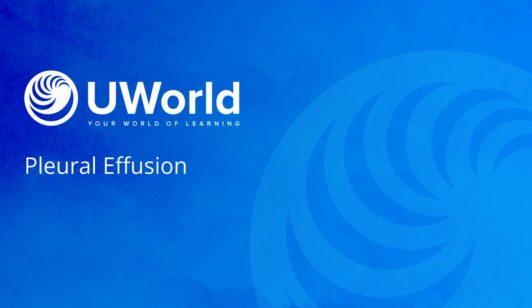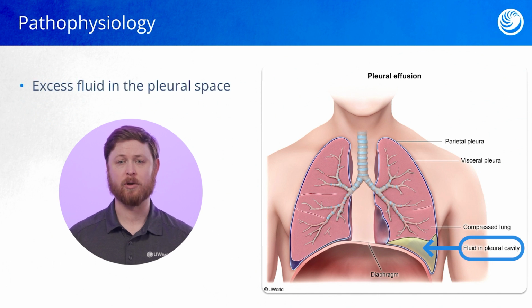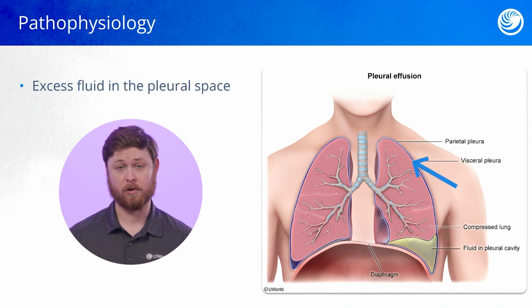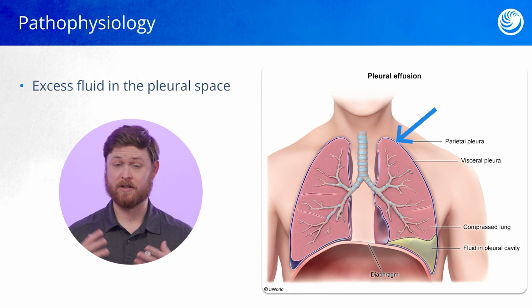This topic is pleural effusion. When we talk about pleural effusion, we are talking about a collection of excess fluid within the pleural space. Now, the pleural space lies between the visceral pleura, which is a serous membrane that lies directly against the lung tissue, and the parietal pleura, which is a serous membrane that is attached to the chest wall.